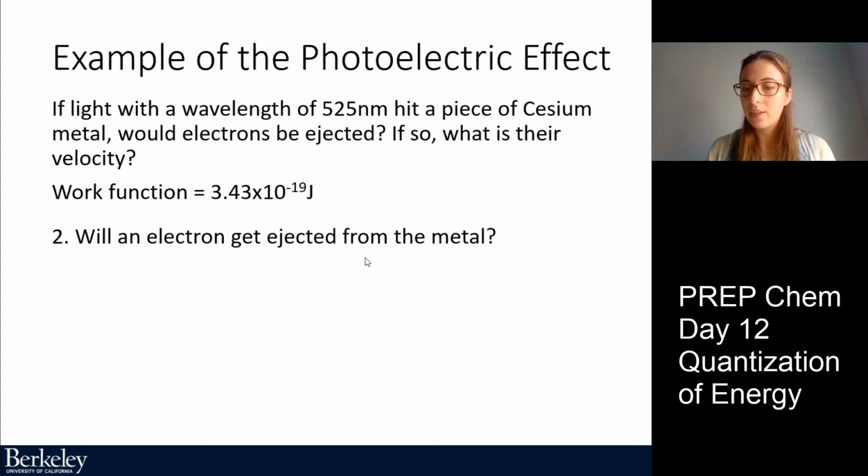Okay. Does the electron return after you stop beaming light on the metal? No. Usually once it's gone, it's flown out and it's been ejected. So it usually doesn't go back.